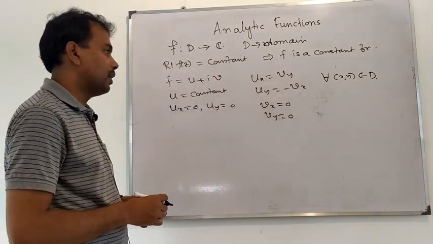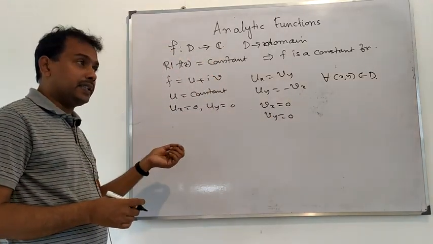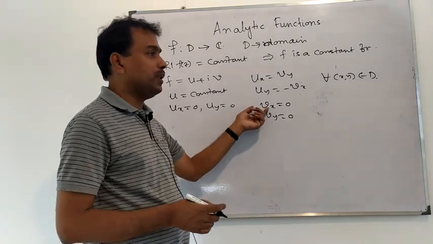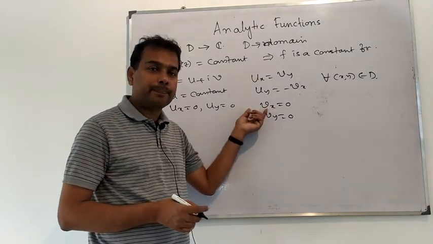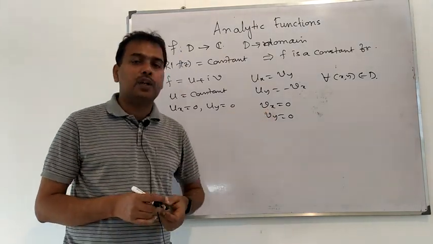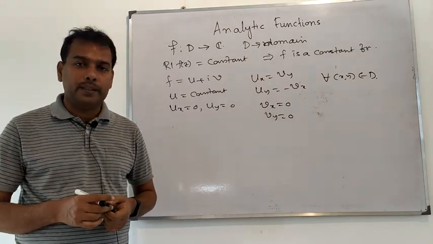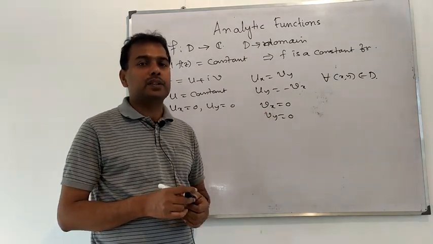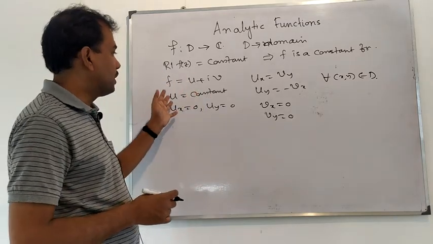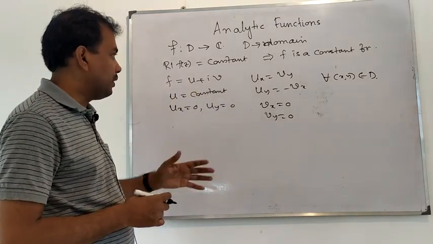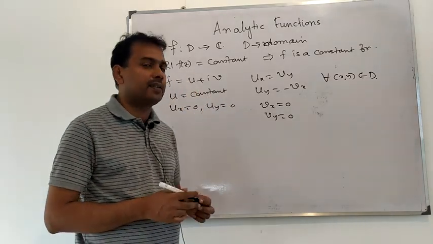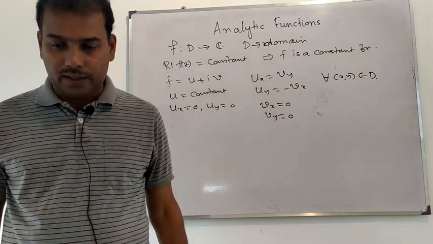belonging to D. Since D is connected, v_x equal to 0 implies v is free from x. Similarly, v_y equal to 0 implies v is free from y. That is, v is a constant. Given u is constant and we get v is constant, so f equal to u plus iv is a constant function.